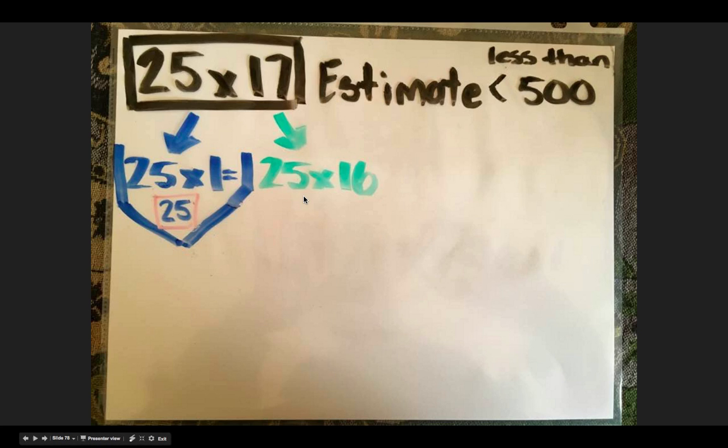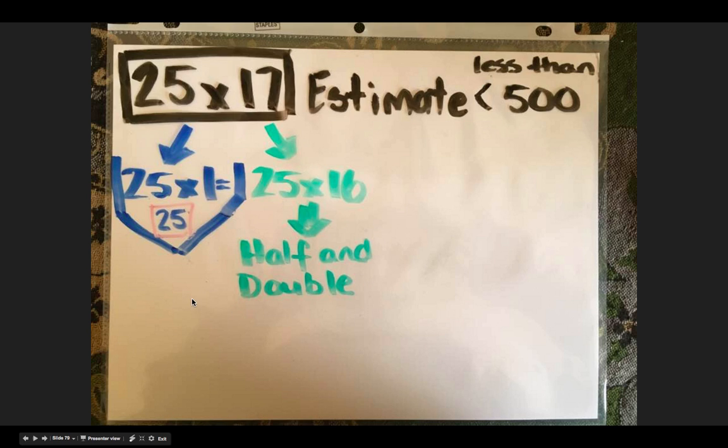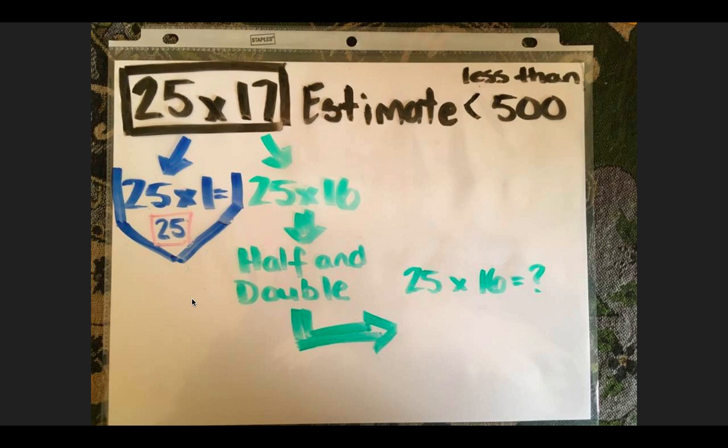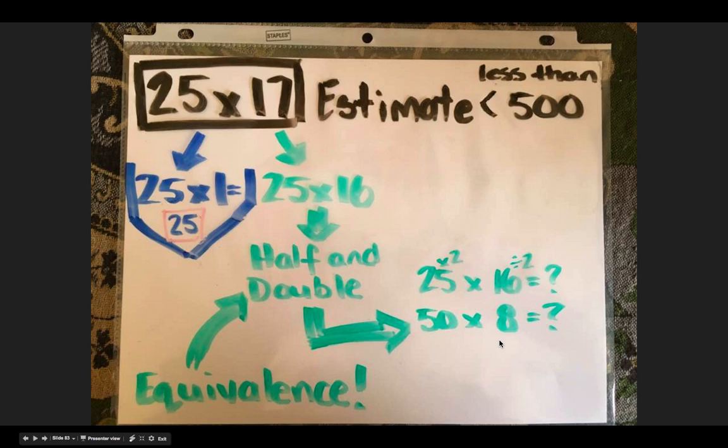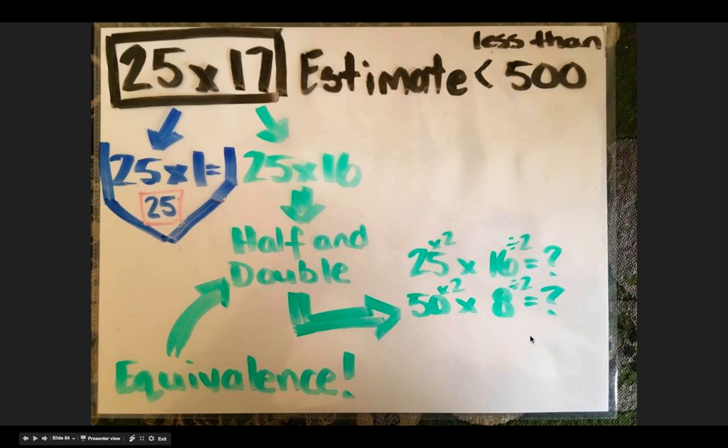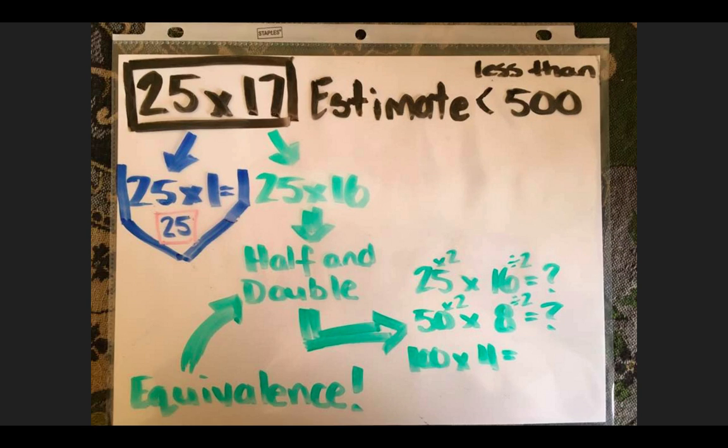This group is also easy to solve for because I'm going to use my half and double strategy. This means that I can half the number 16 and double the number 25, and it ends up being the same equation. I guess not the same equation, but the product is the same at the end. So once I half and double that, I end up with 50 times 8. Here, this strategy is working with the idea of equivalence. If I can't do 50 times 8 in my head, I can half and double it one more time. So I'll do that, and I end up with 100 times 4. That's easy for me to do in my head.